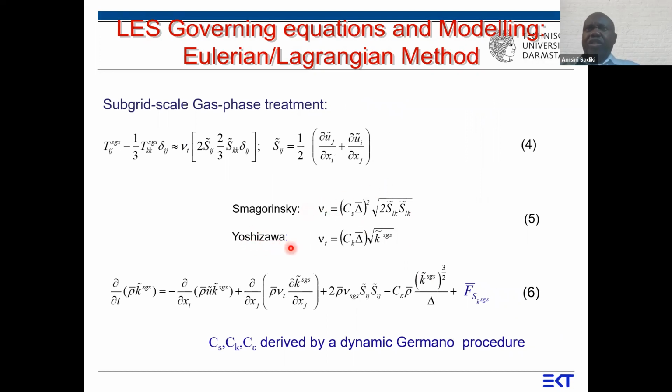but we also use the Yoshizawa model, which allows us to include the one equation model. And in this one equation model, we have the source term as we did for the K epsilon, and we know how this source term should be. Either it can be the standard model or the Grow model or our model. And this is what we integrated in this study. So the model coefficients are derived by the dynamic Germano procedure.